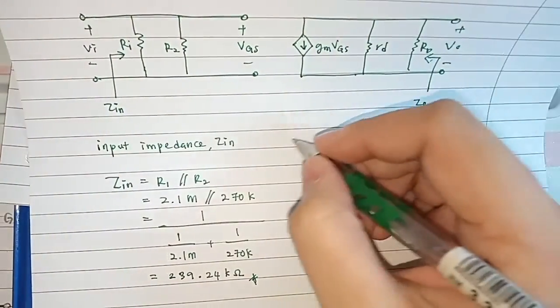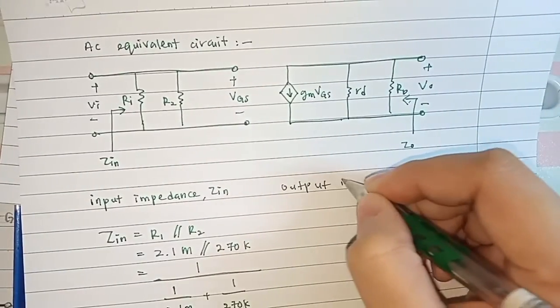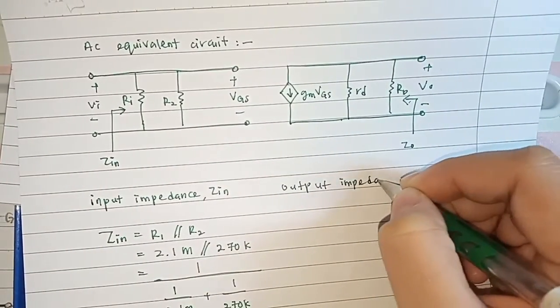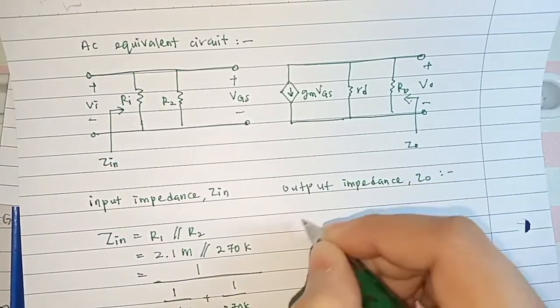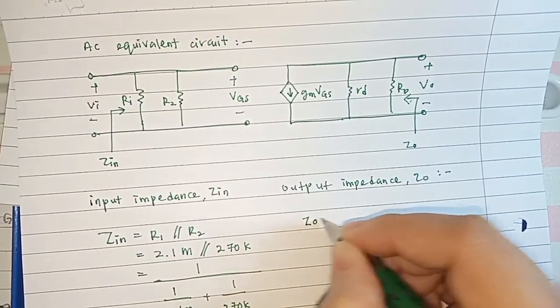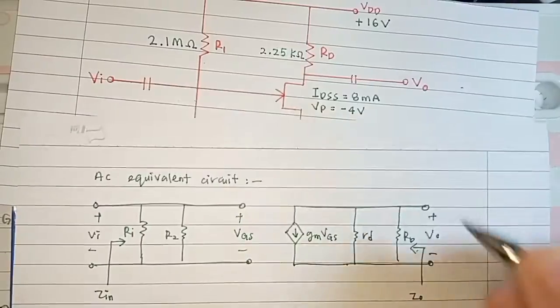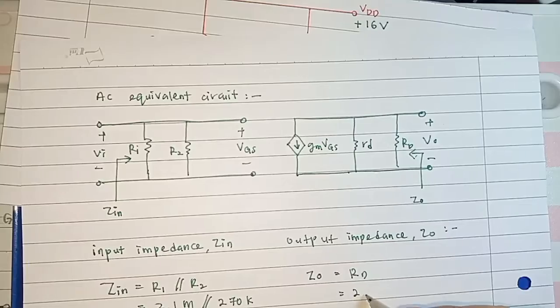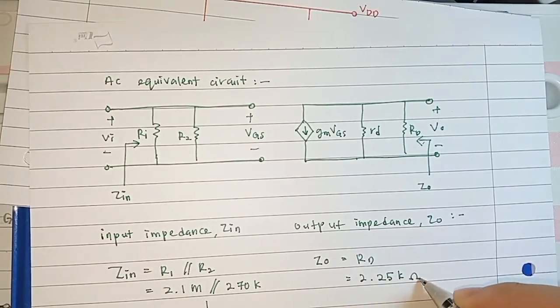And for the output impedance, Zo, Zo equals RD, which is 2.25 kilo ohm.